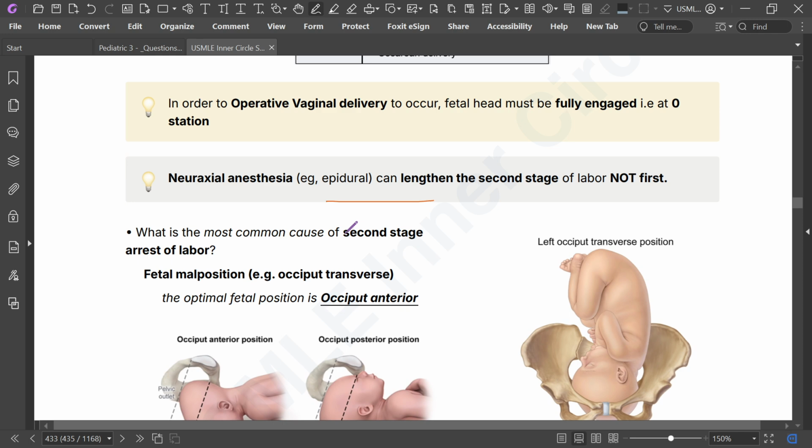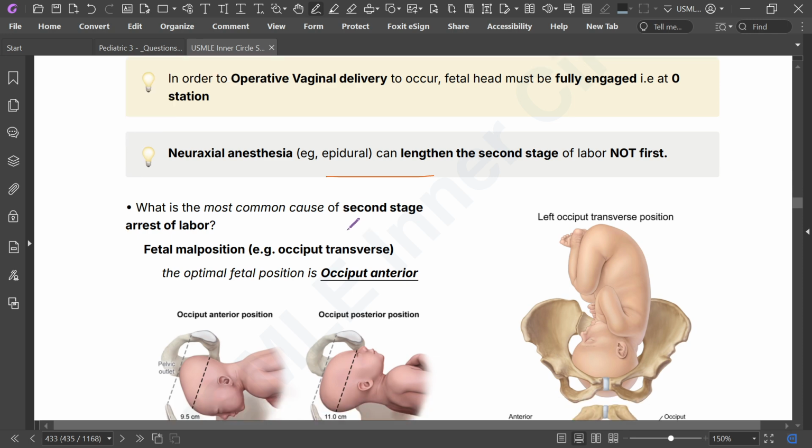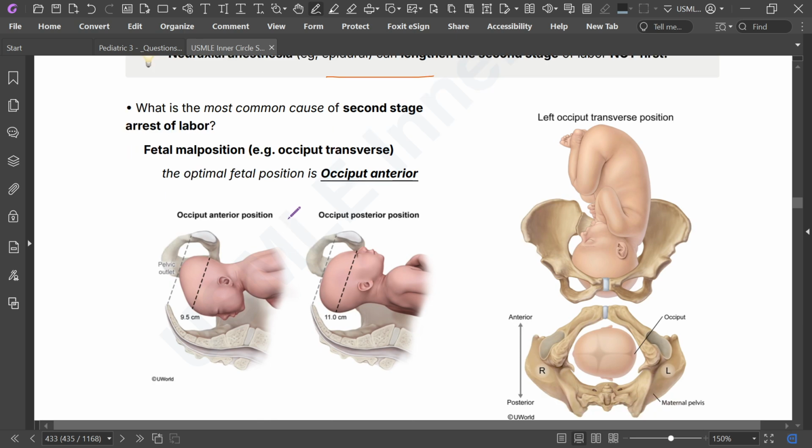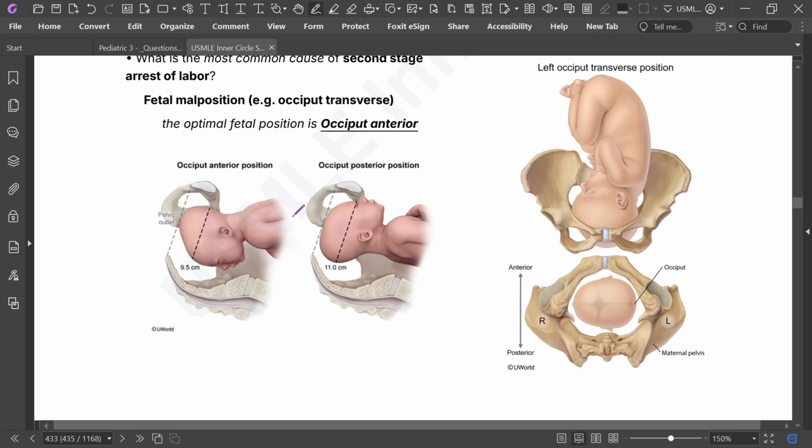What is the most common cause of second stage arrest of labor? Fetal malposition, occiput transverse. The optimal fetal position is occiput anterior.